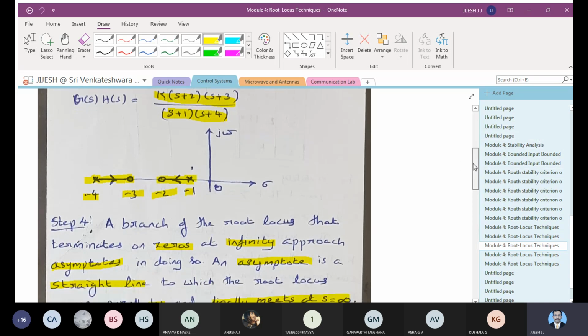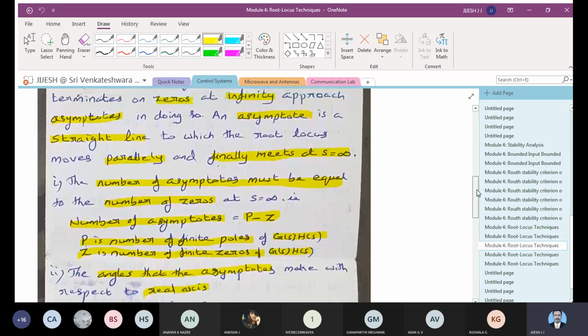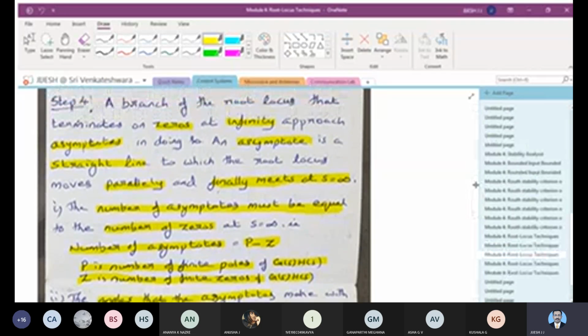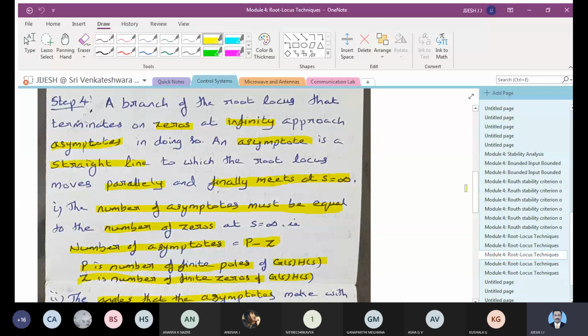So further, in step 4, we are in the process of finding out the asymptotes, and you know that asymptotes are the lines which are drawn. We can draw dotted lines at a certain angle by finding the centroid. So you have to mark the centroid on the axis, and then you have to find out the angle. You need to draw the lines. So this root locus, whatever you draw, will go parallel to the asymptote, and it meets at infinity. That is what we have seen there. So the root locus will meet the asymptotes at infinity.